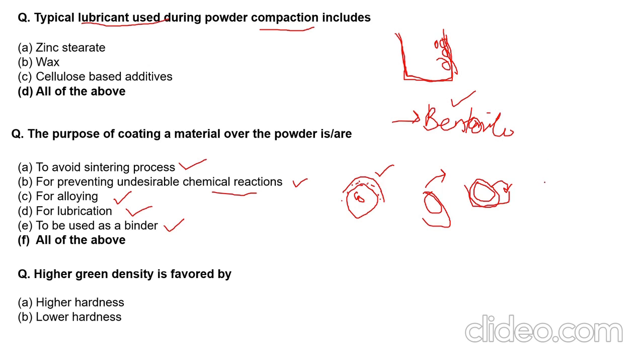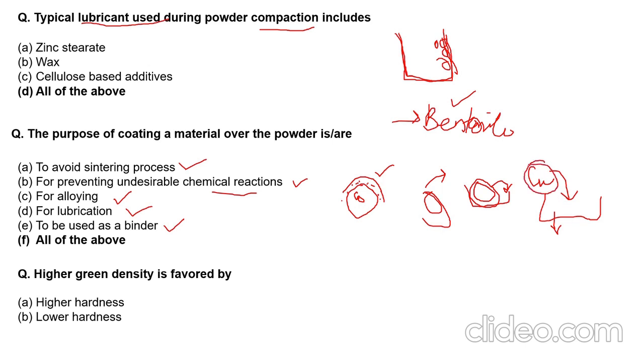So for example, we do this process in hydrometallurgy. If you have a powder of copper, just as a hypothetical example, and you are dissolving it in an aqueous medium which is acidic, it will tend to react with the aqueous medium and form copper ions. But you do not want that to happen.